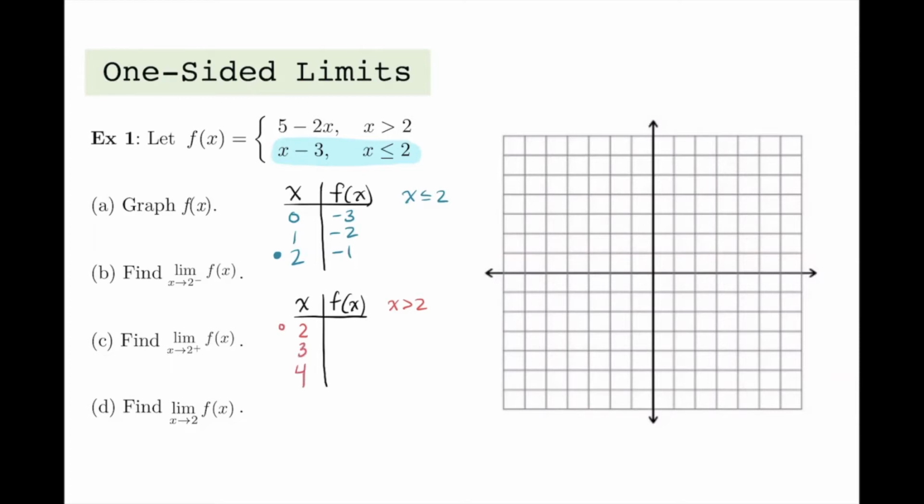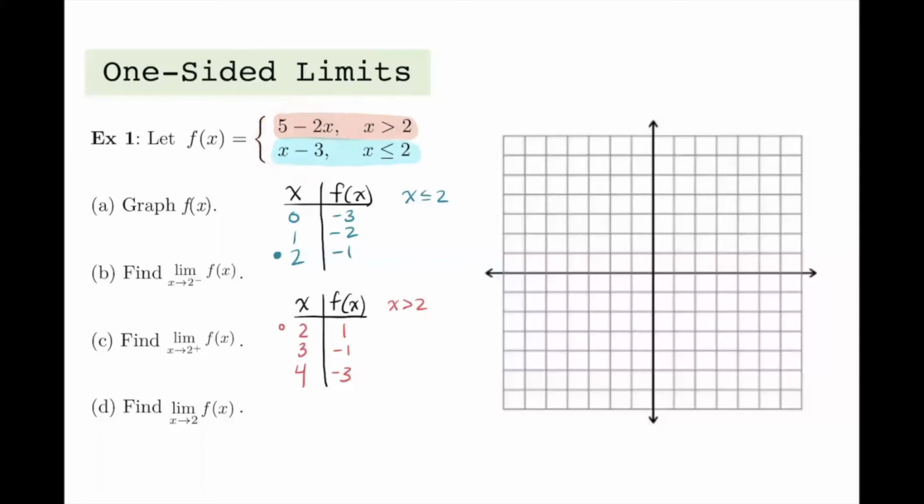To find the y values, we're going to be following this formula here, 5 minus 2x. If I plug a 2 into 5 minus 2x, we get 5 minus 4. That gives us 1. When we plug a 3 into 5 minus 2x, that gives us 5 minus 6, and so that's negative 1. And when we plug a 4 into 5 minus 2x, we get 5 minus 8, which gives us negative 3.